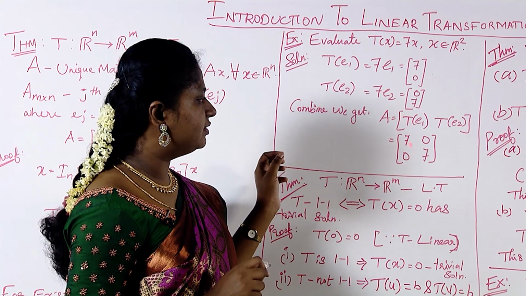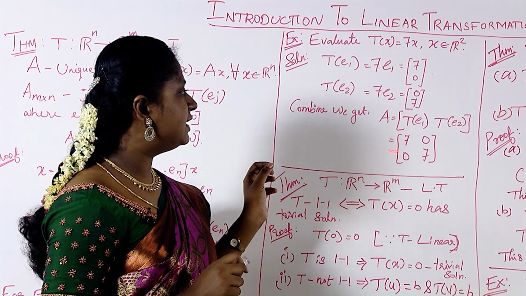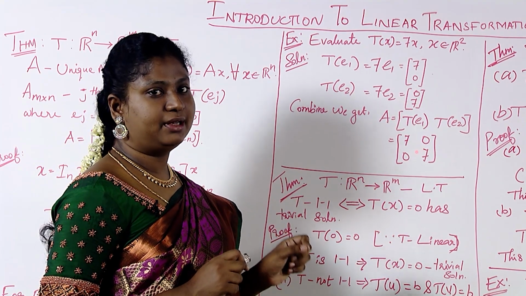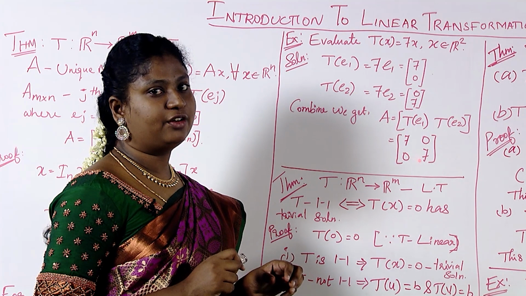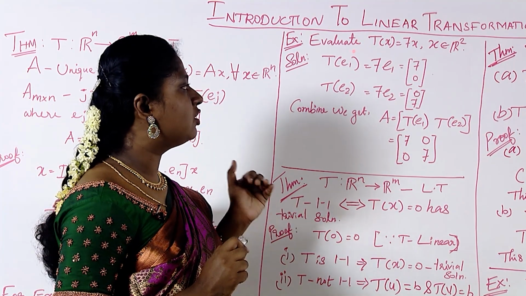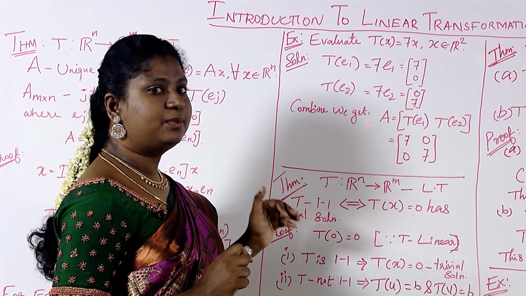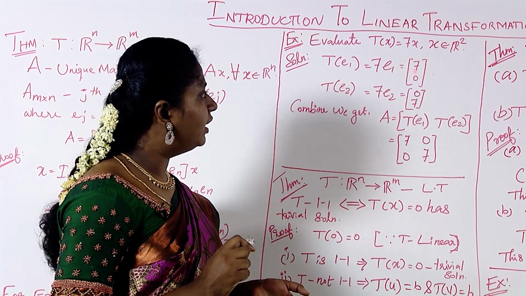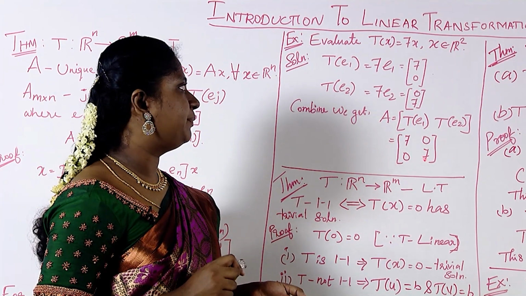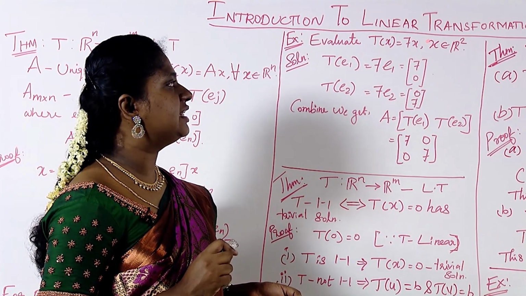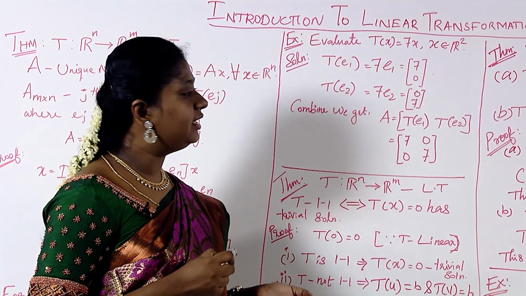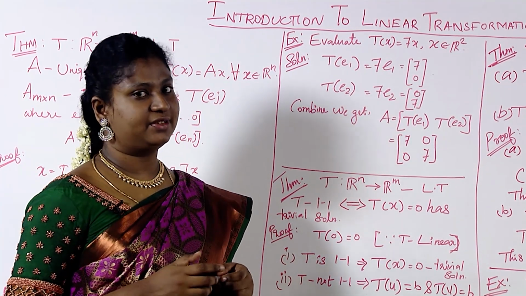The first column you have to write in the first and the second column you have to write in the second. Just like we have seen in the previous theorem stating that A can be written as T of E1, T of E2, and so on, T of Ej, and so on, up to T of En. So, T of E1 corresponds to the first column of A, and T of E2 corresponds to the second column of A. Therefore, I am writing 7 0 and 0 7. So, this is your corresponding matrix A. Therefore, corresponding to this linear transformation, I am able to get a matrix A, 7 0 0 7, satisfying the conditions mentioned in the theorem that we have seen.